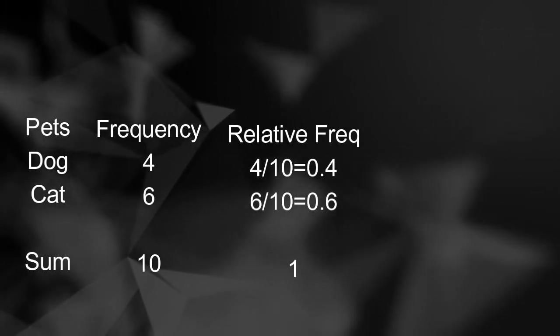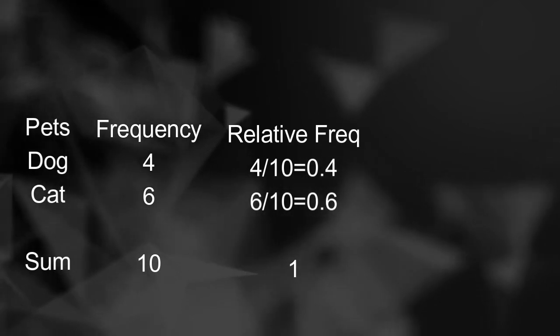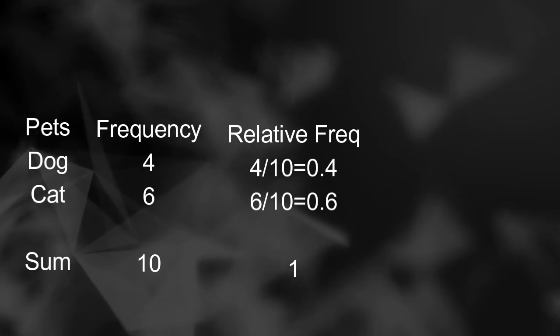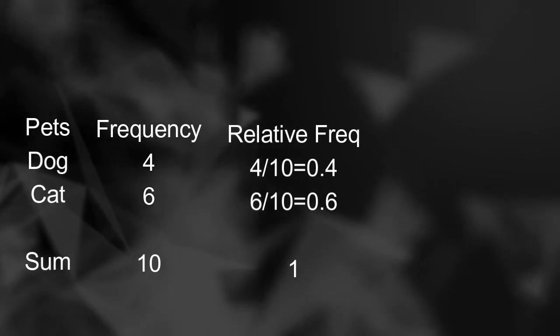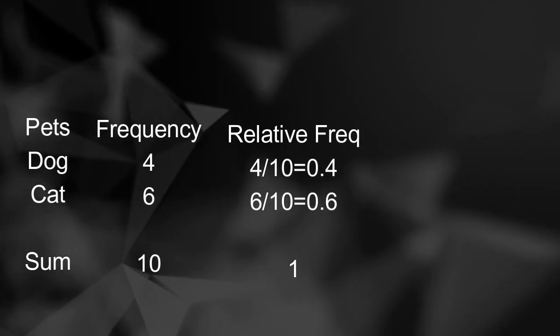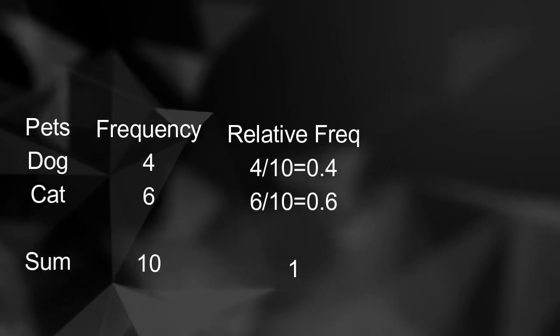We will use the other example to show this. For example, pet, dog, cat. The frequency for dog is 4, while the frequency for cat is 6. So, the relative frequency for dog is 4 divided by 10, which is the sum of all frequencies. This equals 0.4, while cat is 6 divided by 10 equals 0.6.